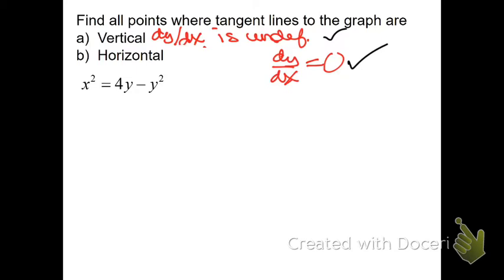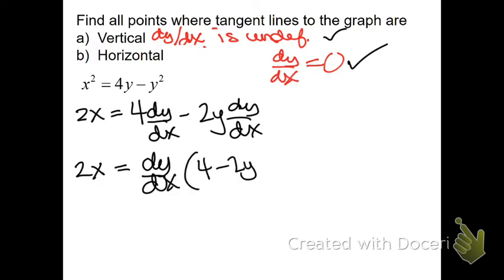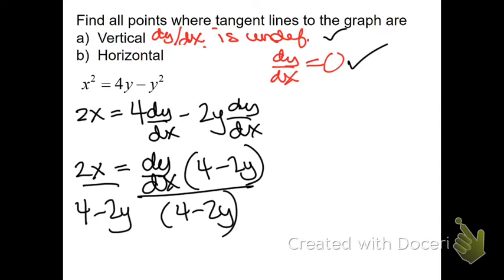So here we go. The derivative, 2x equals, derivative of 4y is 4 dy/dx. Derivative of y squared is negative 2y dy/dx. The dy/dx's are already on this one side on their own, so I can factor it out. I can also factor out a 2, but it doesn't really matter. What I really need to do is factor out the dy/dx, and I'm left with 4 minus 2y. Get the dy/dx by itself, divide on both sides, and I get dy/dx is equal to 2x over (4 minus 2y).